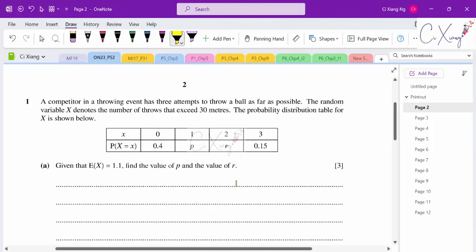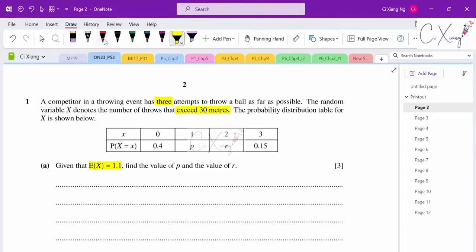If you read the question, there's a competitor in a throwing event who has 3 attempts. The random variable X means the number of throws that exceed 30 meters. The probability distribution table for X is shown below, so this is what we have here. Then they are telling us that the expected value of X, which is the mean, equals 1.1. They want us to find the value of p and also the value of r.